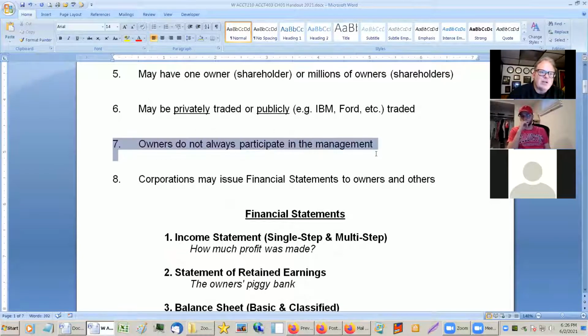Number 7, we already talked about this. Owners do not always participate in management, and for publicly traded companies, it's especially true. Most of the owners do not. Most of the owners of IBM do not work at IBM.